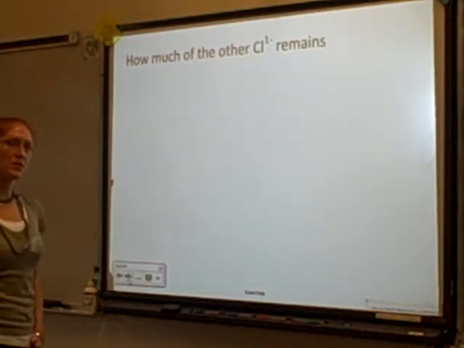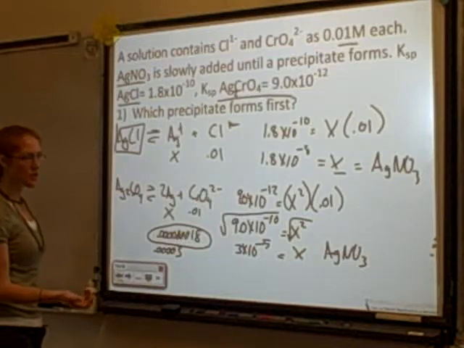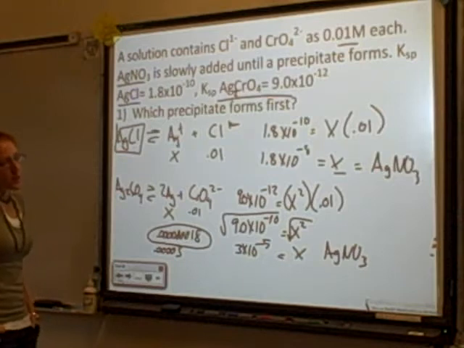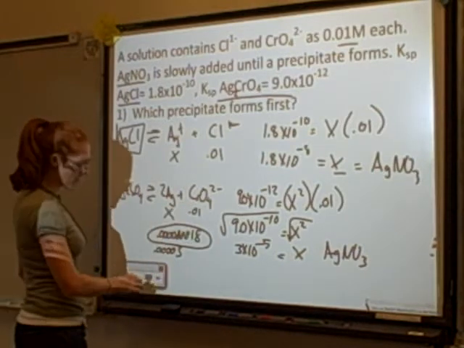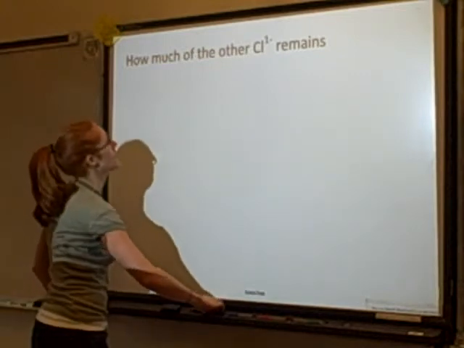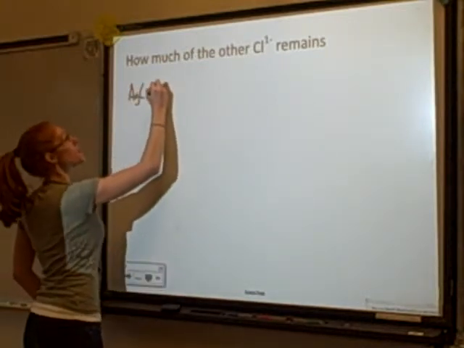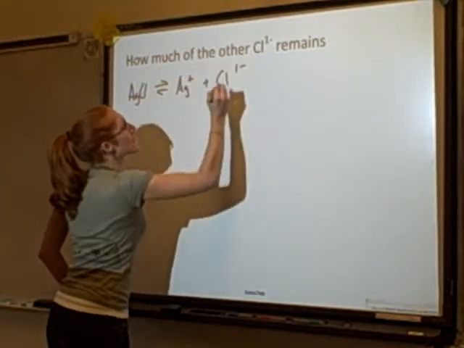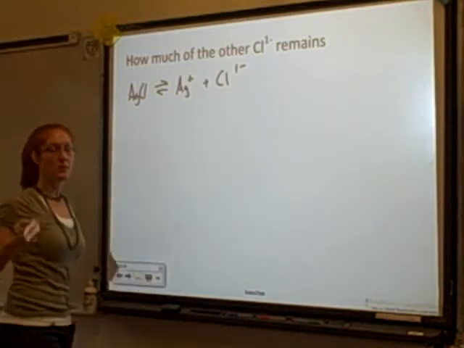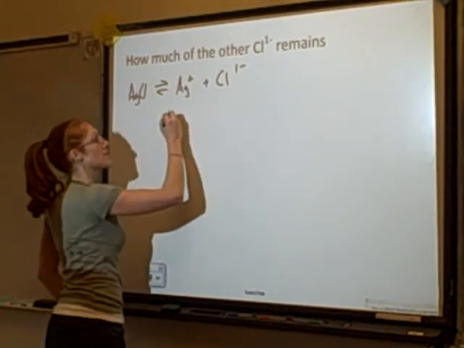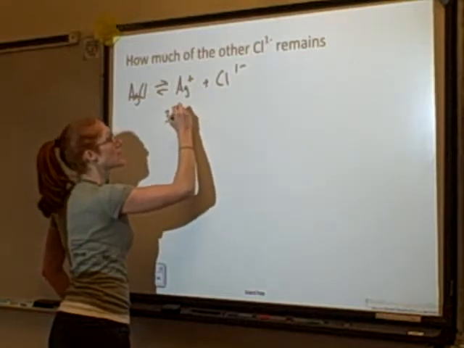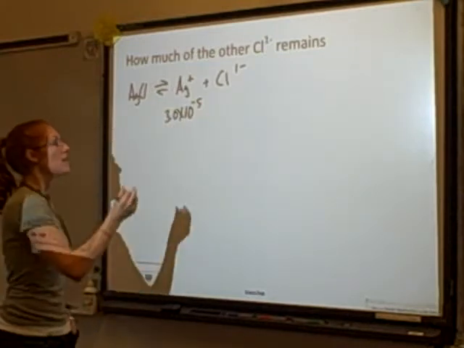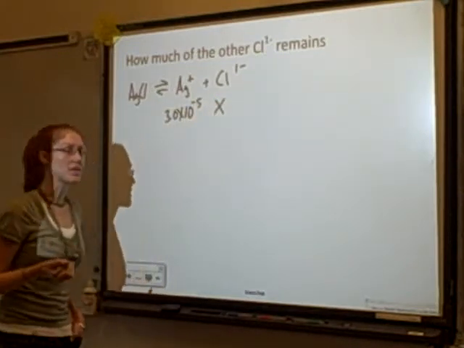So when I start to precipitate the silver chromate, I know the concentration of the silver is going to be 3 times 10 to the negative 5th. And the question is, when I start precipitating that silver chromate, how much of the silver chloride, or how much chloride is left? So I'm looking again at this equation, silver chloride, and I'm saying, when I start to precipitate the silver chromate, how much chloride is left? Well, that starts happening when silver is going to be at 3.0 times 10 to the negative 5th. That was the concentration of silver when the chromate started to precipitate.